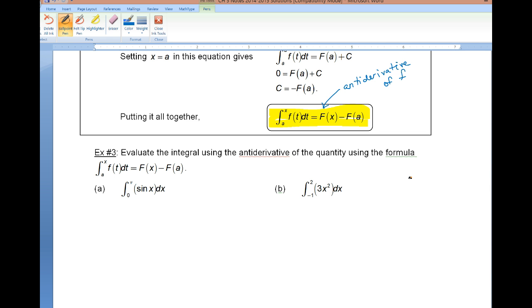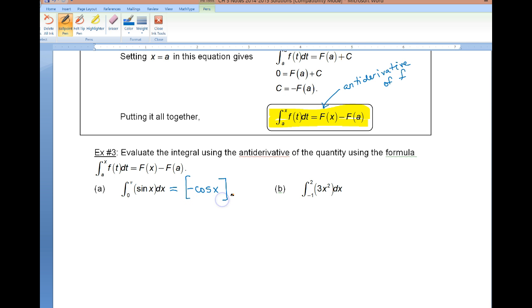Okay, so let me explain. Take the first example. Just look at the antiderivative of sine x. Don't worry about the 0 and the pi. So what is the formula? On that page, what was the antiderivative for sine? Negative cosine. So I'm going to put negative cosine.